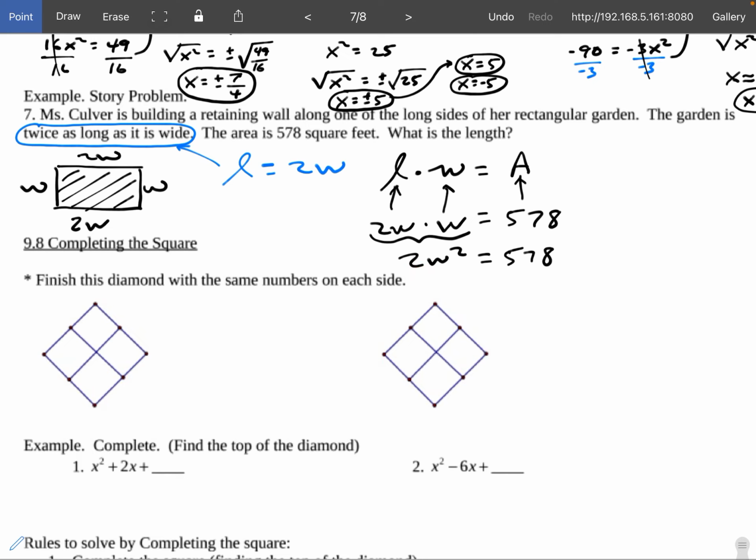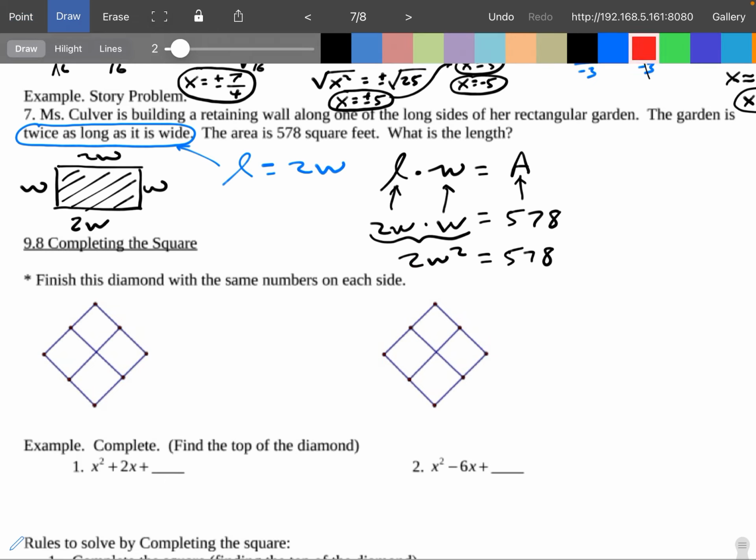I got 2W squared equals 578. So I got to get rid of this 2 here because I'm trying to get the W squared all by itself. So how do you get rid of that 2? Yep, you divide. You want to get the variable squared all by itself. So we are going to divide both sides by 2 right here. These 2's are going to cancel out, and I'm going to get W squared equals, what's 578 divided by 2? 289?